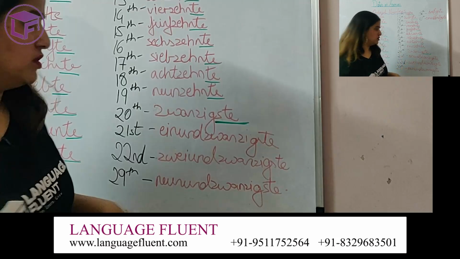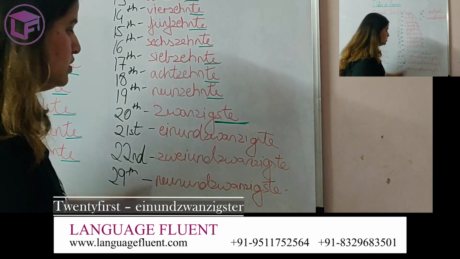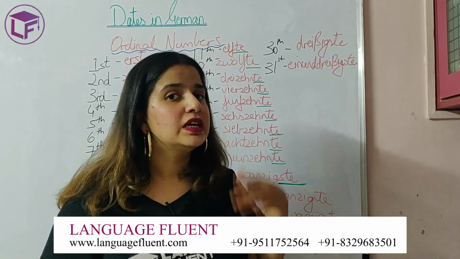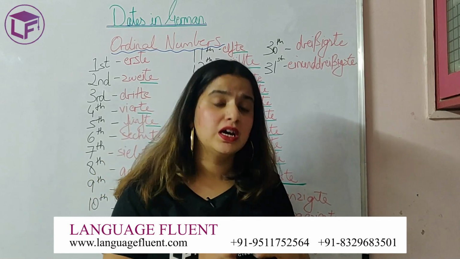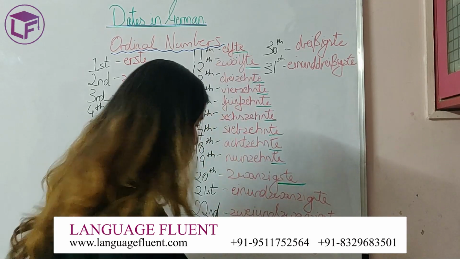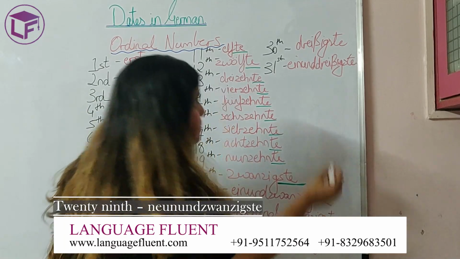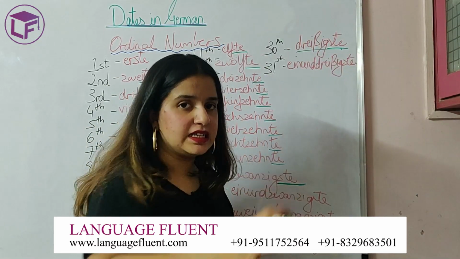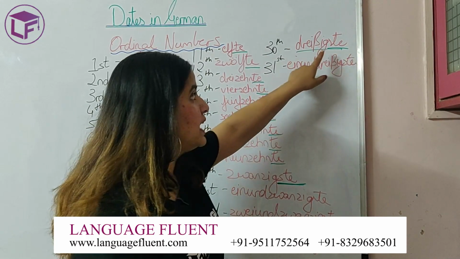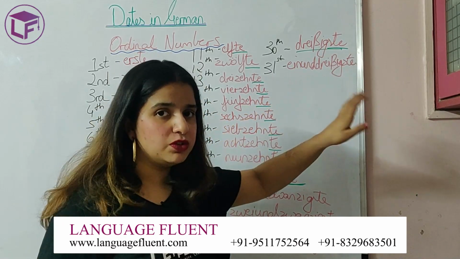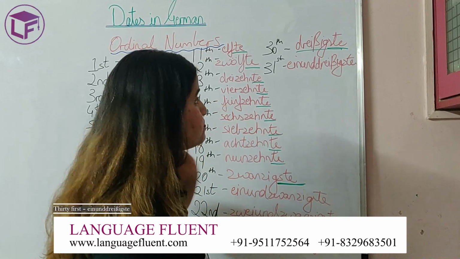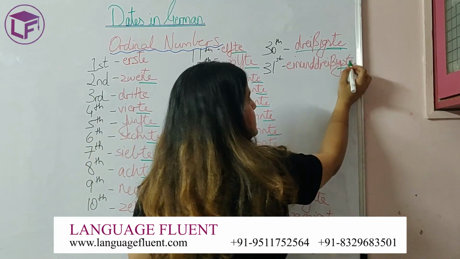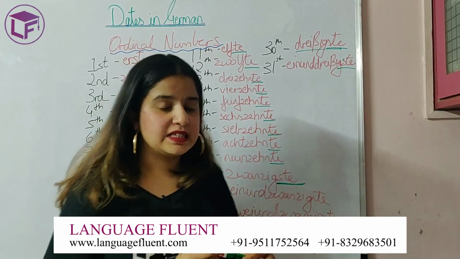Now 21 onwards. So same: 21, 22, 23, 24, 25, 26, 27, 28, 29, 30. So 30th, again the normal spelling of 30 and then STE. And then 31st, which is usually the last date. Again, STE is added. So these were the ordinal numbers.